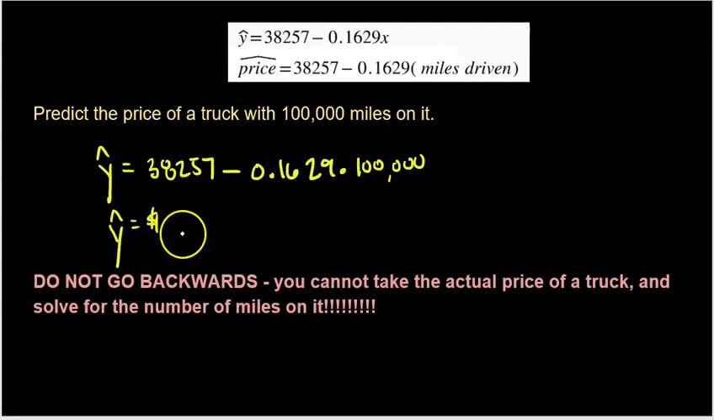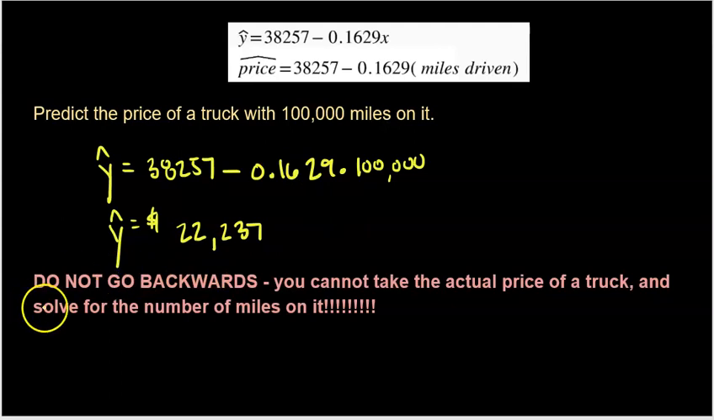Don't say anything that would allude to you believing that this is the actual price of a truck with 100,000 miles. This is nothing more than a prediction based on a model that was founded from my data. So if you are going to buy a truck that has 100,000 miles on it, I am simply predicting that it will cost $22,237. I'm not saying that it will cost that.